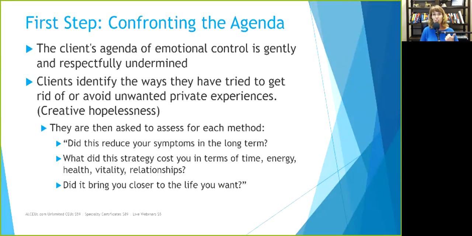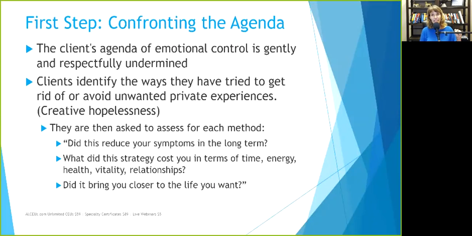And of course, I'm hearing Dr. Phil in the back of my mind going, well, how's that working for you? And I'm like, what did this strategy cost you in terms of time, energy, health, vitality, and relationships? So, okay, you might have fought it for a while or whatever, but at what cost? And did it bring you closer to the life you want?